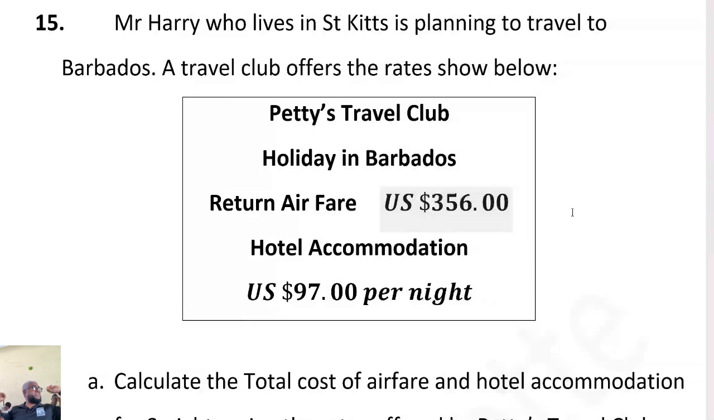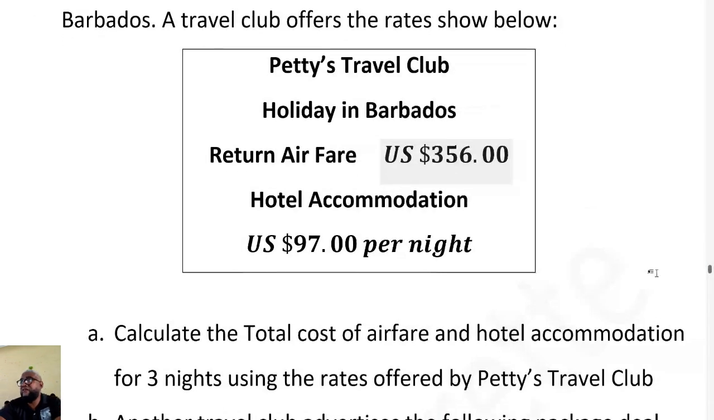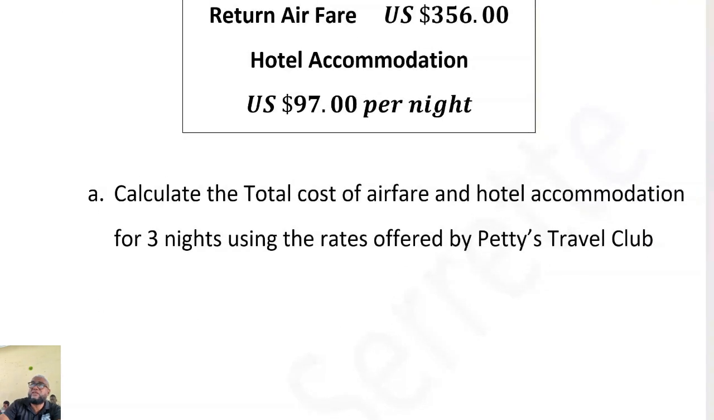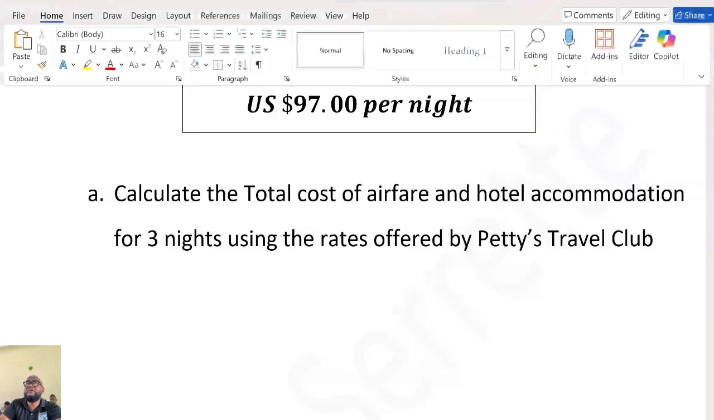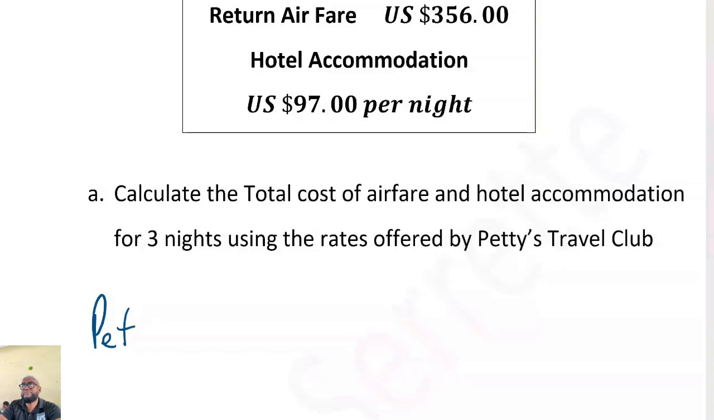You all know what return airfare means? Yes. It means that is your price to go and come back, right? And then hotel accommodation is 97 US per night. Calculate the total cost of airfare and hotel accommodation for 3 nights using the rates offered by Petty's Travel Club, right? So this is Petty's rate we're gonna look at, right? Petty's rate.